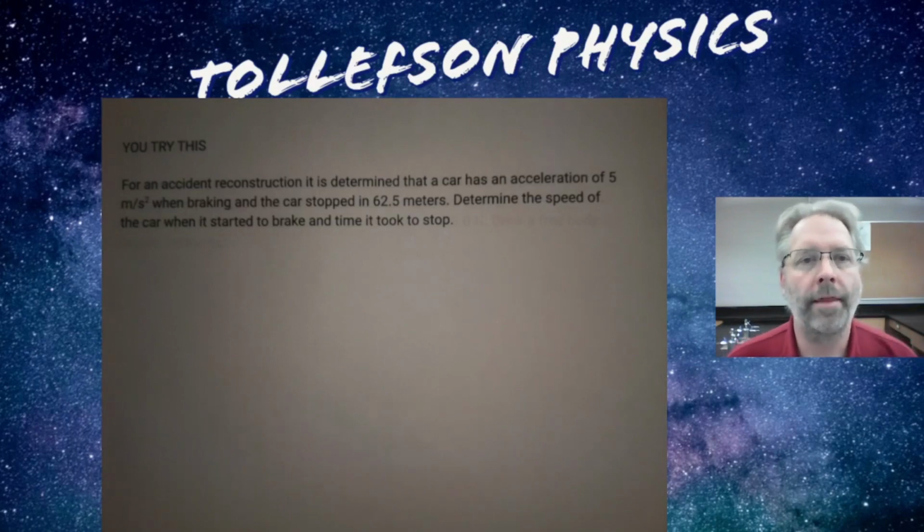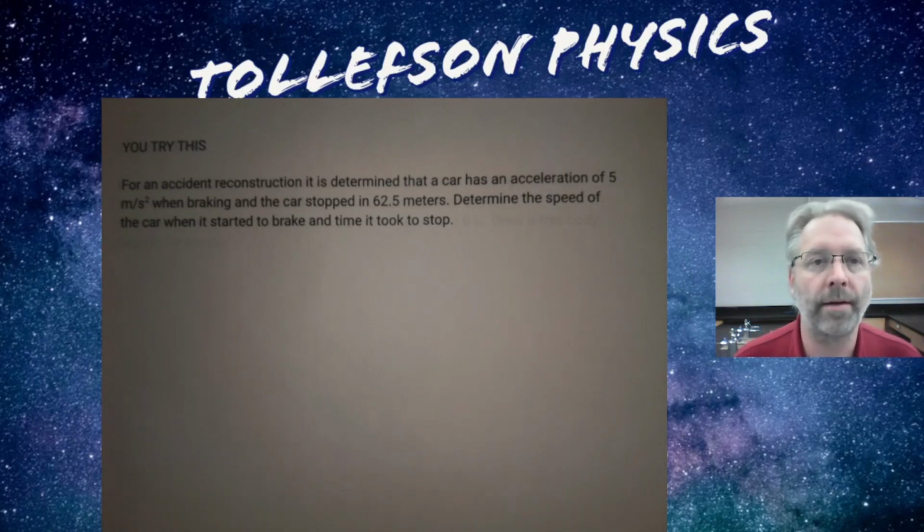Now I want you to try this problem. For an accident reconstruction, you can determine a couple of things. A couple of things you can look at are what kind of tires and what the road conditions were. From that, they're able to figure out that the acceleration due to braking of those tires skidding on the road was 5 meters per second squared, and that the car had a skid length of 62.5 meters.